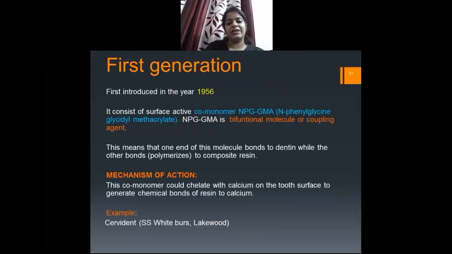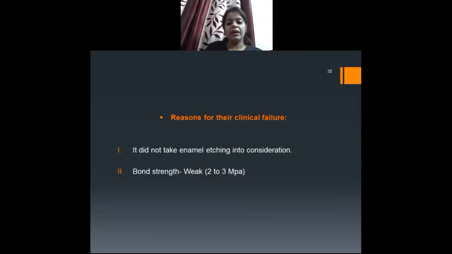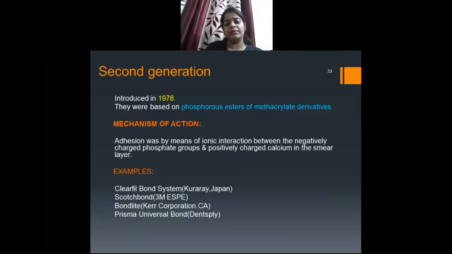Classification of dentinal adhesives. Coming to the first generation, it was introduced in the year 1956. It consists of the surface active co-monomer N-phenylglycine glycidyl methacrylate. It is a bifunctional molecule or coupling agent. This means that one end of the molecule bonds to the dentin while the other bonds to composite resin. Mechanism of action: this co-monomer could chelate with the calcium on the tooth surface to generate a chemical bond of resin to calcium. Example, Cervident. Reason for the clinical failure: it did not take enamel etching into consideration and the bond strength was very weak, that is 2 to 3 megapascal.